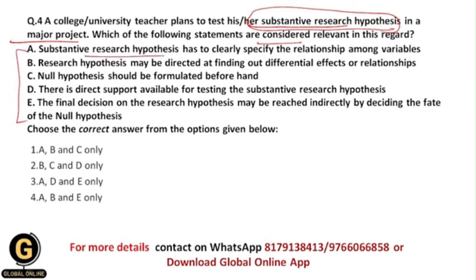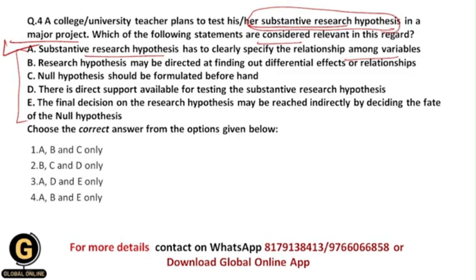Substantive research hypothesis has to clearly specify the relationship among variables. Whenever we formulate the substantive research hypothesis, that research hypothesis should clearly specify the relationship among the variables under study. And this statement is correct, because whenever we know exactly the relationship among the variables, our research hypothesis will be clearer, and it will help us to specifically test it.